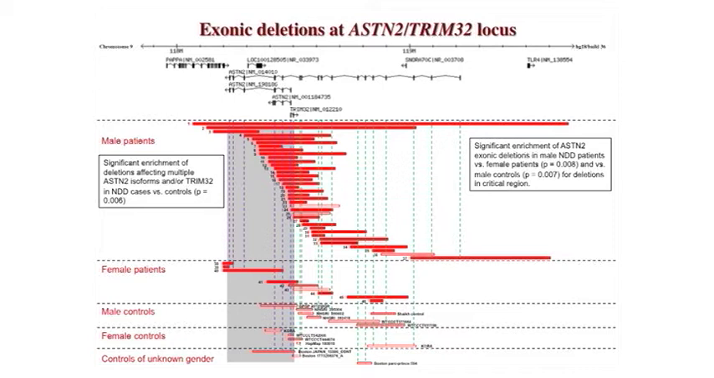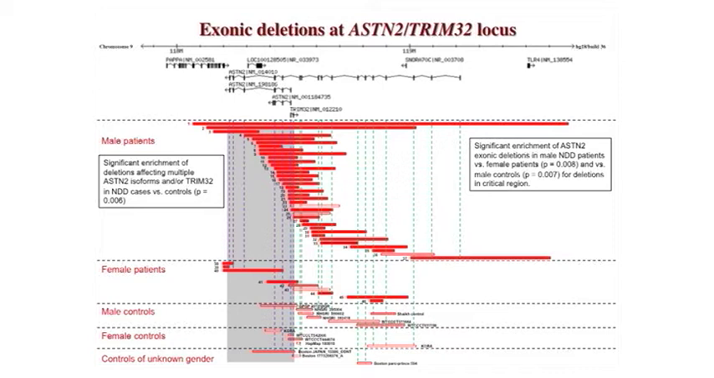These are all the deletions shown in red. The ASTN2, the major isoform, the so-called long isoform, is shown on the top. It spans a very large segment of DNA, roughly 1 million base pairs or so. ASTN2 has multiple isoforms. I'll come back to this a little bit later. So the extent of the deletion along the chromosome is shown in red.